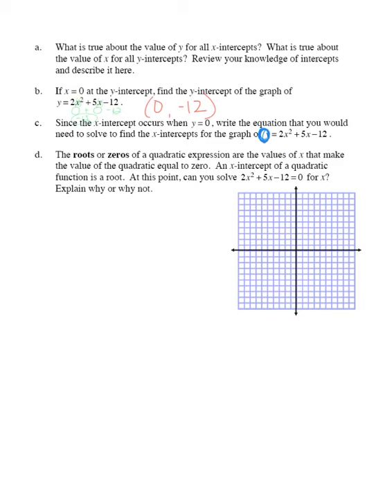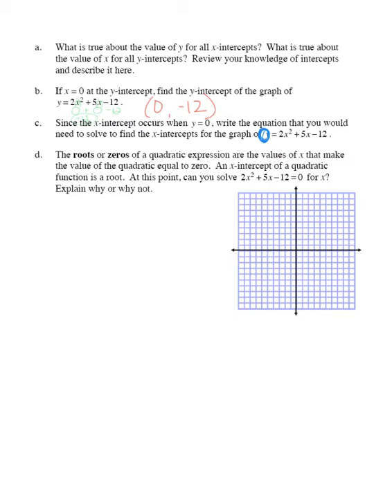Part D, the roots or zeros, or x-intercepts, of the quadratic are the values of x that make the value of this quadratic equal to 0. An x-intercept of a quadratic is a root. At this point, do you know how to solve it? No, but that's what we're going to learn now.